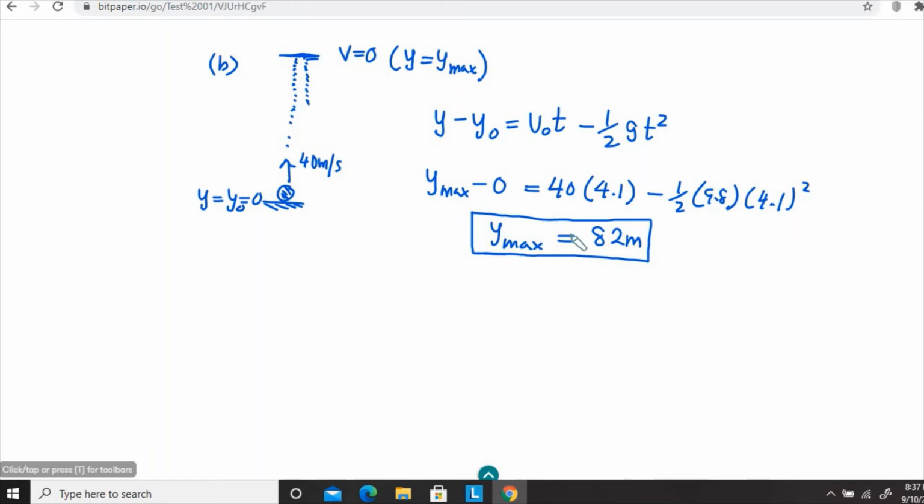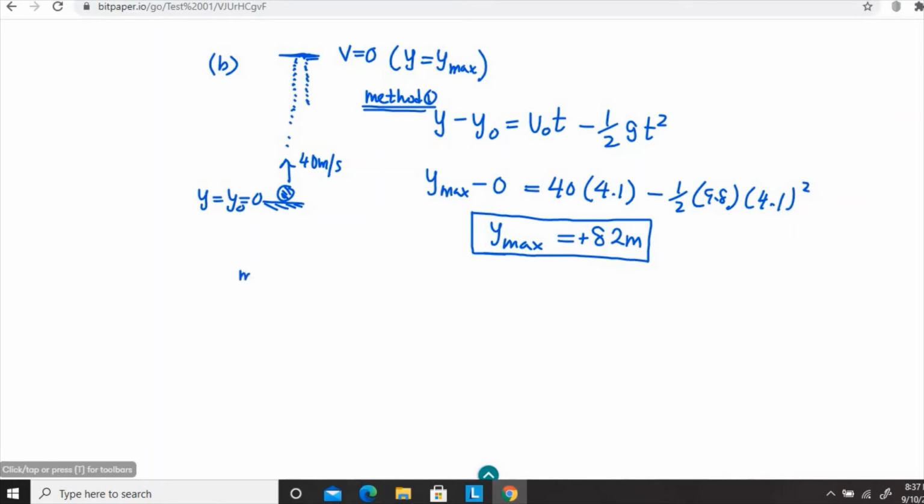The coordinate, the y value of the highest position, is 82 meters. And since it's in the positive direction, you can keep it like 82, or you can put a plus 82. It does not matter because it's the same thing. Okay. Now this is method 1. So let me show you the other method to solve this.